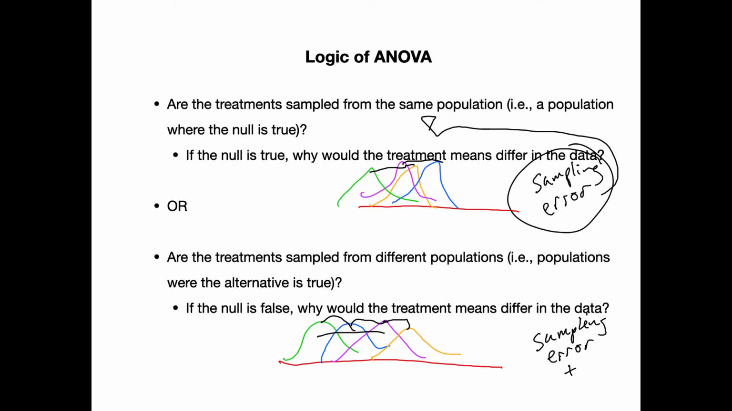But we also have systematic differences because the alternative is true. So what we're going to do for ANOVA is we're going to use a set of procedures that are going to try to figure out, are the data more consistent with this or with this? And that's the idea behind ANOVA.